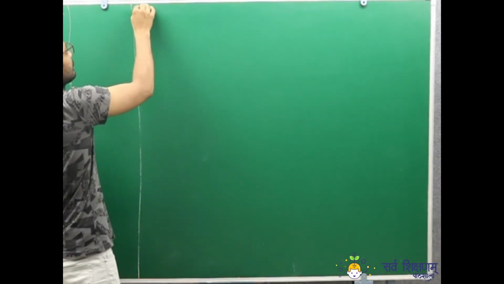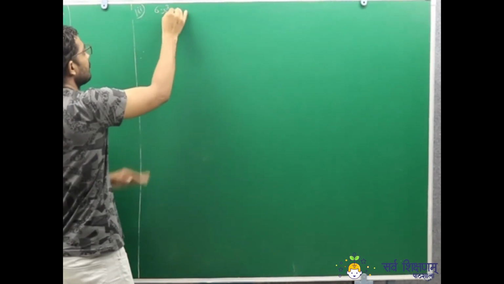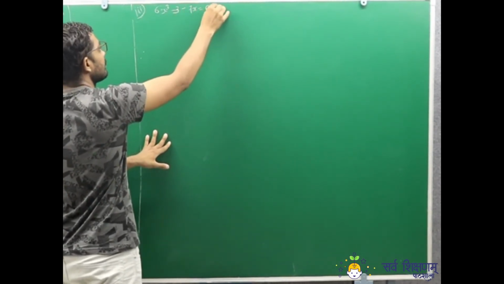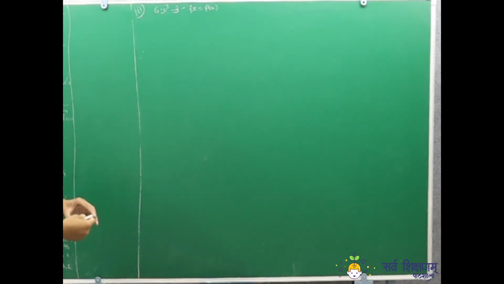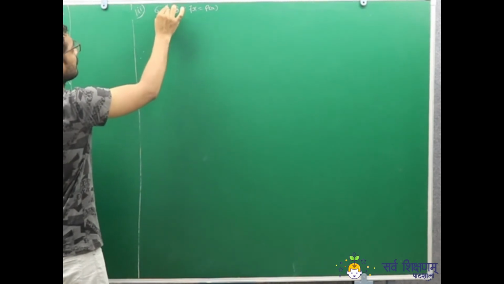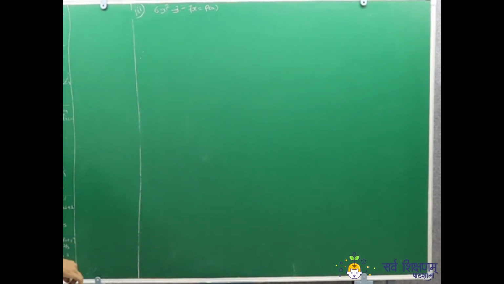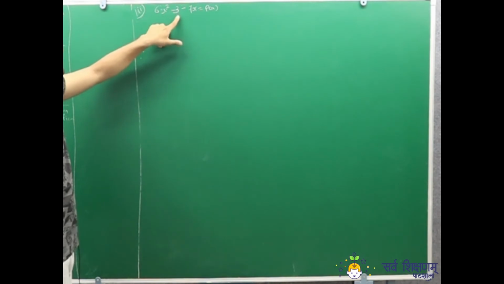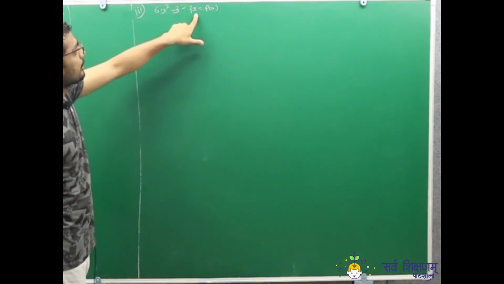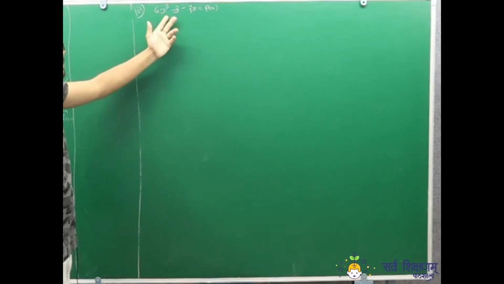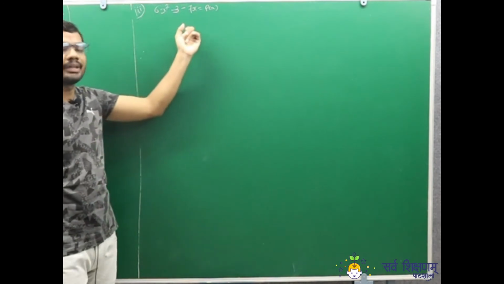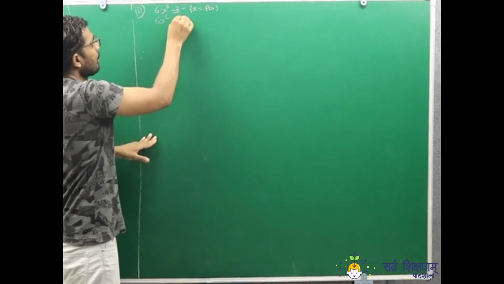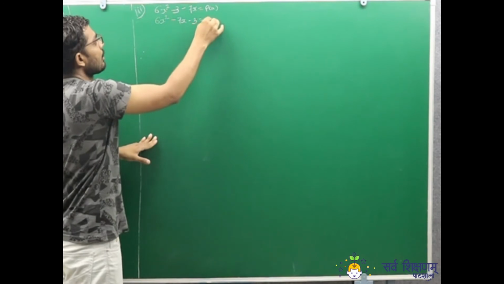Question number 3, 6x square minus 3 minus 7x is equal to p of x. Here, first of all, the power of the first term is 2, the power of the second term is 0, and the power of the third term of the variable is 1. Therefore, this is not in proper form. The proper form is ax square plus bx plus c. So, first of all, we arrange this in proper form. ax square plus bx plus c is equal to the polynomial of x.